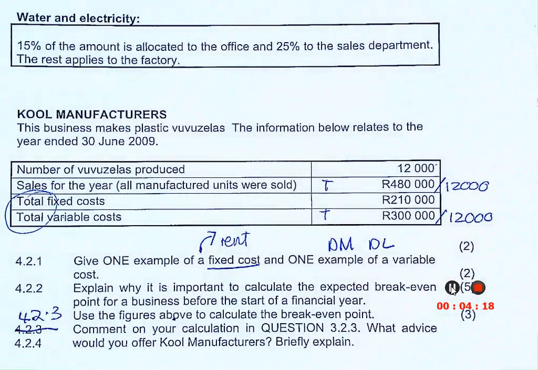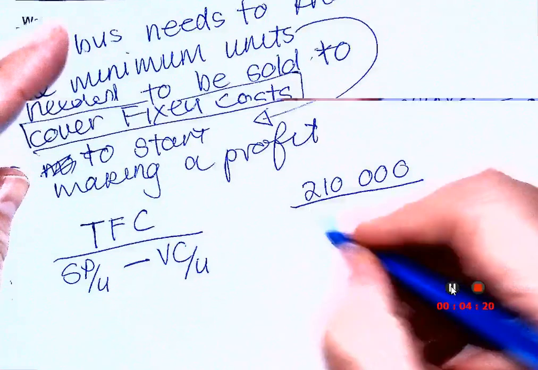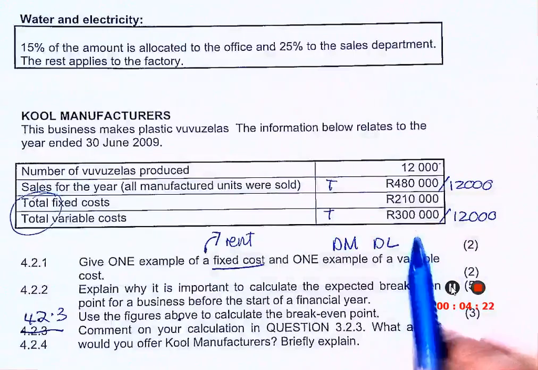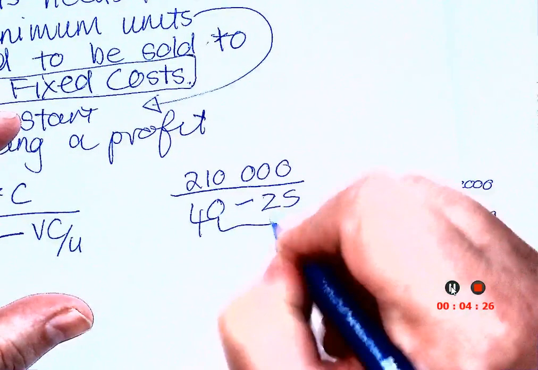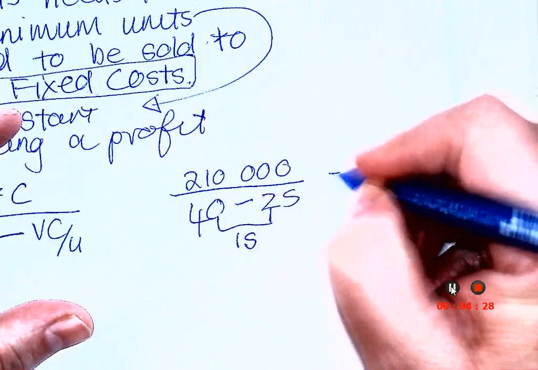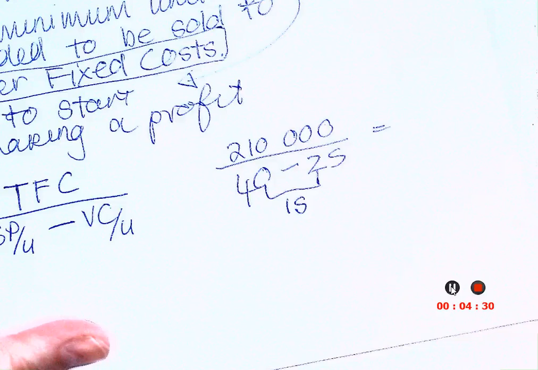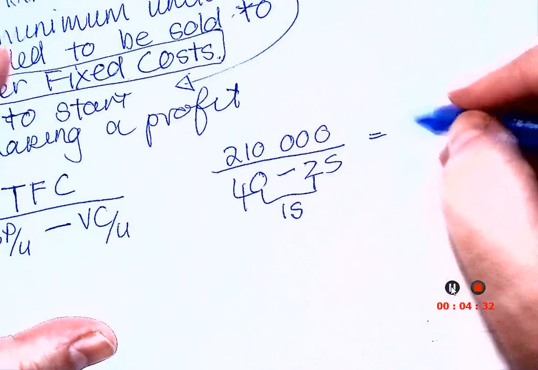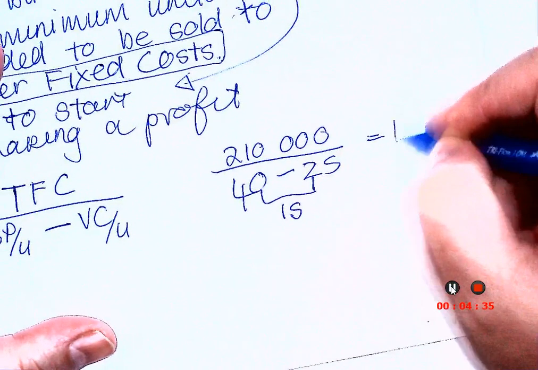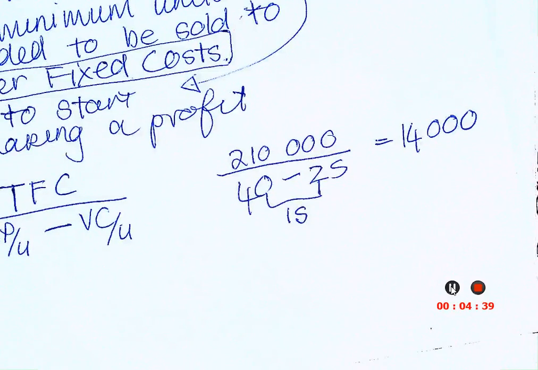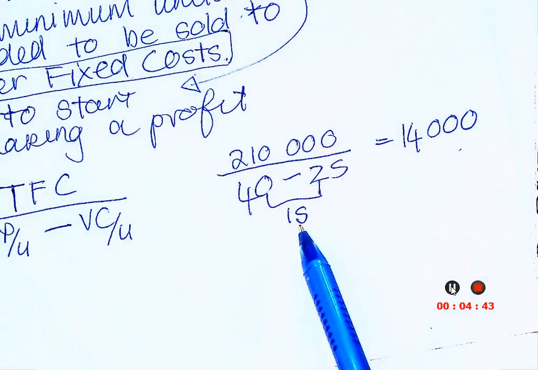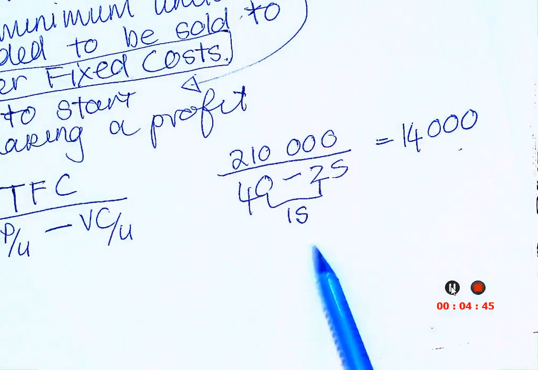So what is my sales price? Is it 40 Rand? 40 Rand. What is my variable cost? 25. So can you see your contribution is 15. So how many units must I produce? 14. That's a lot of units to produce before you start showing a profit. And your profit is only on the first unit after 14,000 is only 15 Rand.